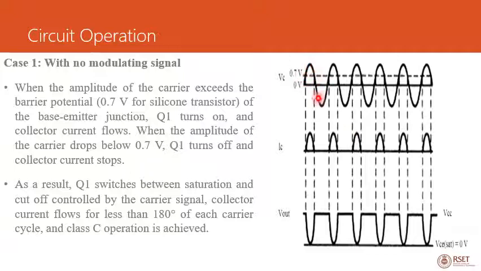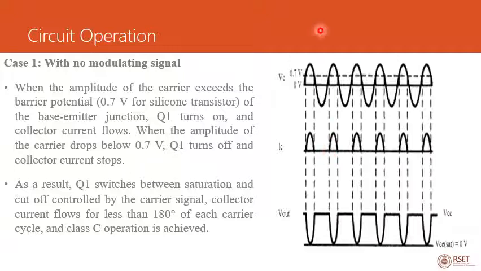So here it is given the carrier signal. When the carrier amplitude exceeds this barrier potential 0.7, then Q1 turns on. If the Q1 turns on, then there will be some base current. Because of that base current, there will be some collector current. And this transistor turns off when the amplitude of the carrier drops below this barrier potential. From this point, the base current will be 0. If IB is 0, then collector current will be 0.